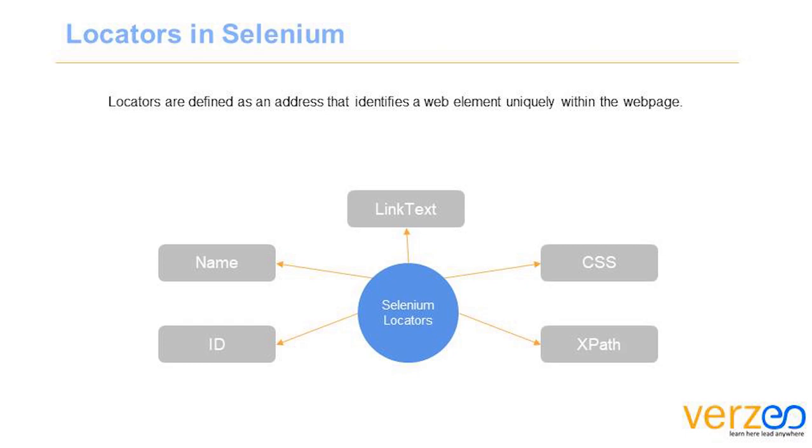And then comes the CSS selector, which is used to provide the style rules for the web page. You can also use it for identifying one or more elements in the web page. And CSS is the best possible way to locate complex elements in the web page. And at last, we have XPath. It is a language to query XML documents. It is an important strategy to locate elements in Selenium. It also consists of a path expression along with some condition. Now, let's demonstrate all these locators and understand how they work.